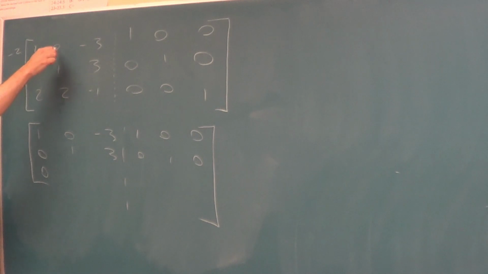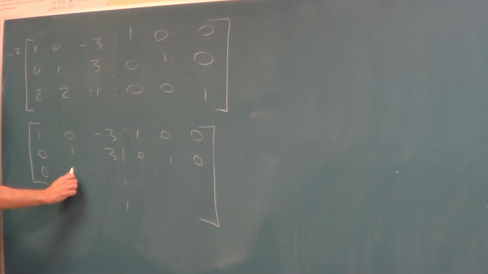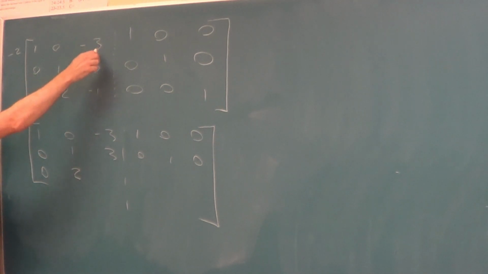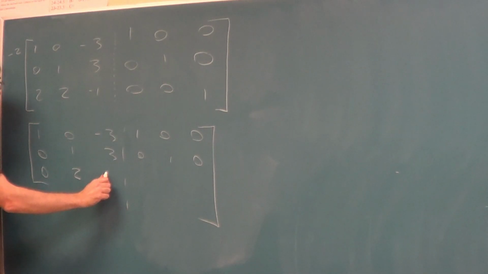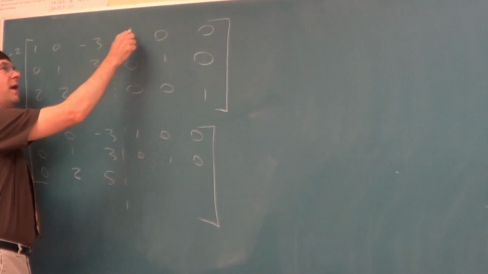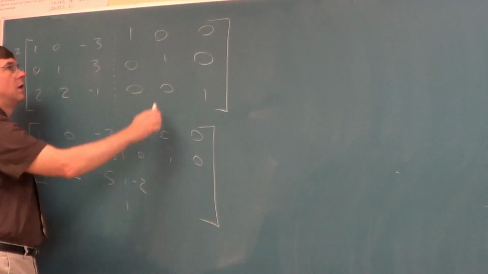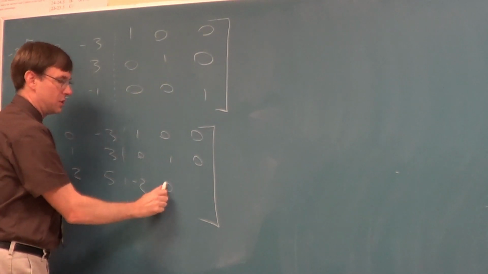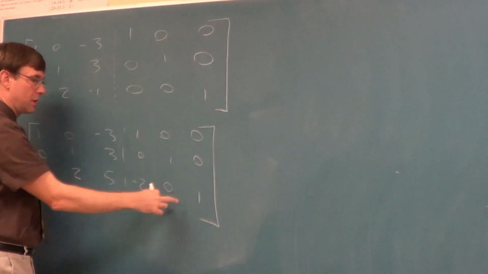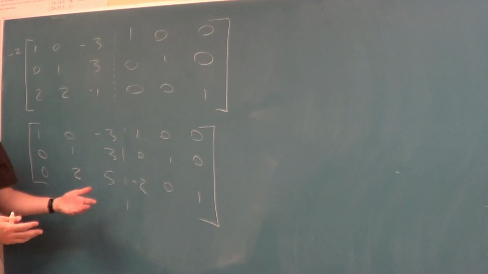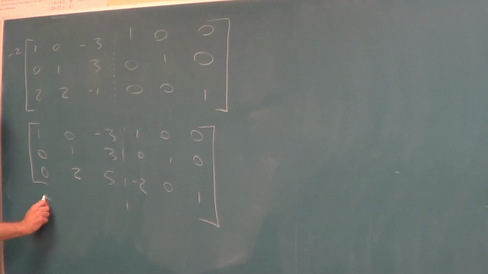Multiply this by -2, add it to that, that's going to be still 2. Multiply this by -2, add it to that, 5. Multiply this by -2, add it to that, -2. And the zeros, they just don't change stuff. So those zeros aren't going to change that bottom row. So this got a little bit smaller, that got a little bit bigger. That's just going to continue to happen.